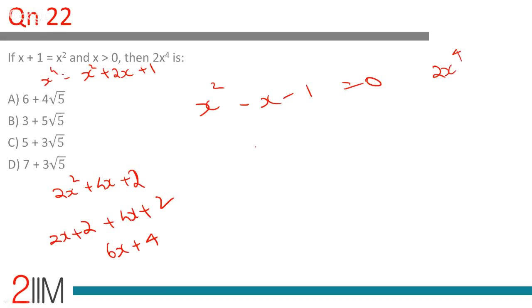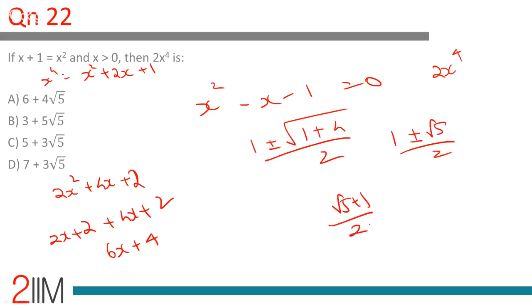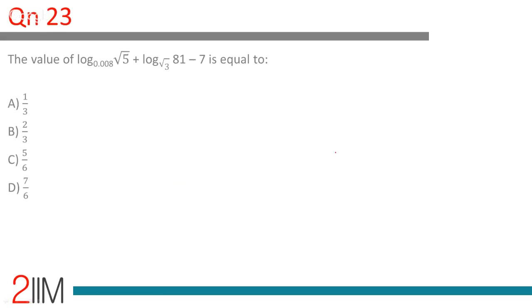So now let's go back to this. So x square minus x minus 1 is 0. This is 1 plus or minus square root of b square, which is 1 plus 4, by 2. So 1 plus or minus root 5 by 2, or this is root 5 plus 1 by 2 into 6 plus 4 is what you're looking for. And so we're looking at positive number only. So this is 3 times 3 root 5 plus 3 plus 4, 3 root 5 plus 7, 7 plus 3 root 5. I think there's a better method for that, but I can't be asked.